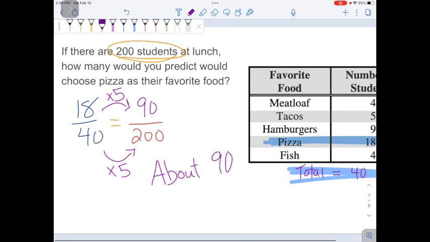About 90 will pick pizza. Because it's probability, it's probably not going to be exactly 90. But could it be? Sure.